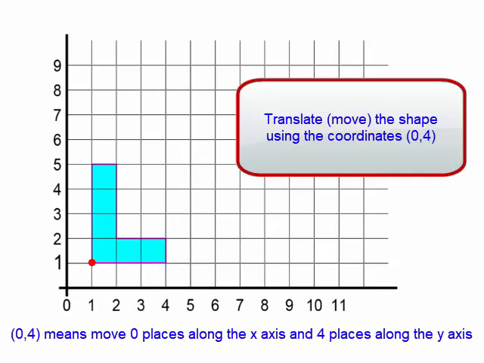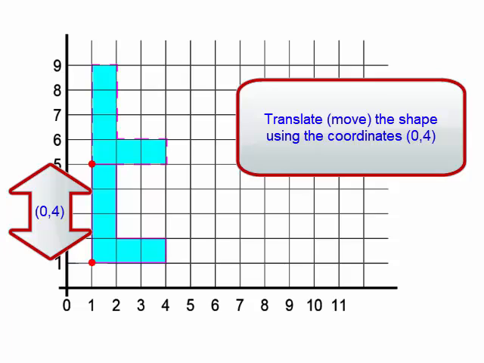In this example, we have been asked to move the shape using the coordinates 0, 4. The 0 refers to no movement along the x-axis, and the 4 refers to movement of 4 places along the y-axis. So moving the shape using the coordinates 0, 4, we arrive at this position.